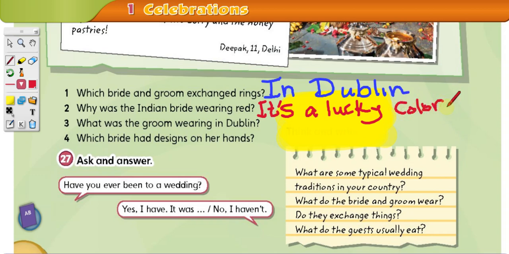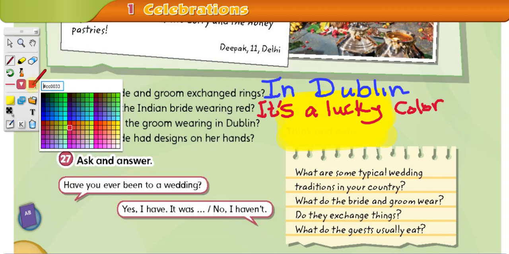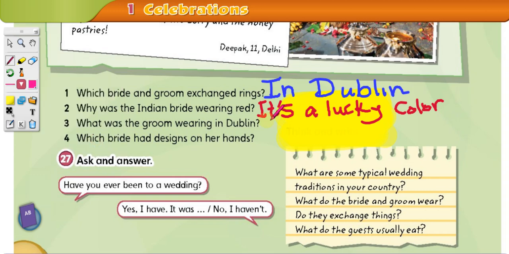What was the groom wearing in Dublin? In Dublin, actually, he was wearing, yes, a black suit. Which bride had designs on her hands? Henna designs on her hands? Of course, in India.